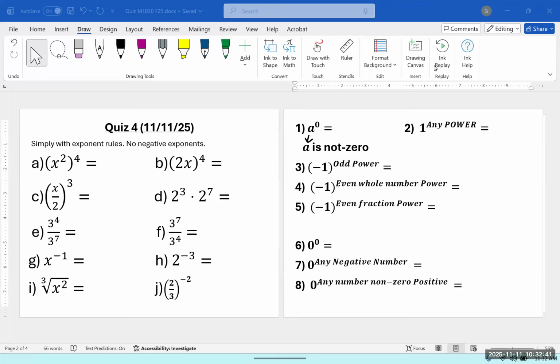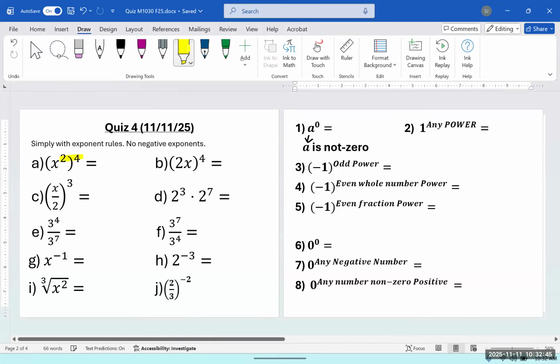So in multiplication, we multiply the powers. So we have two powers together, we multiply them. We get X to the 8. The next one, 2x whole thing to the power 4.